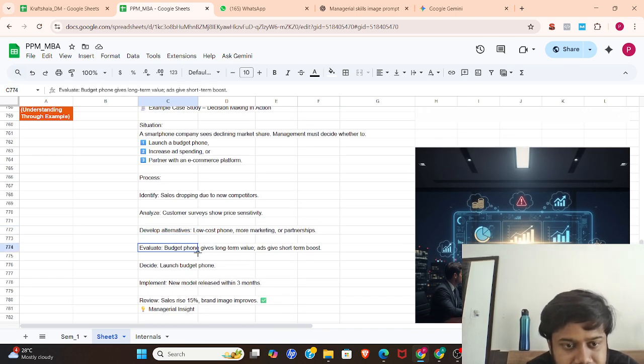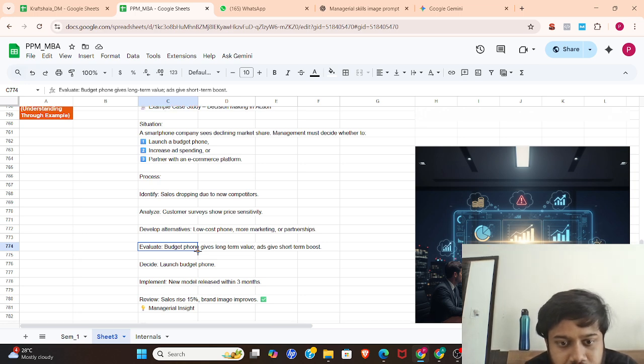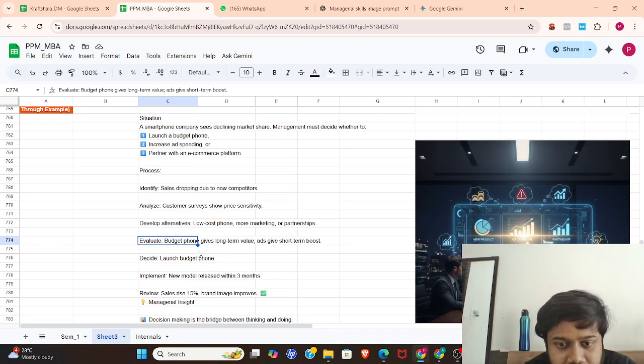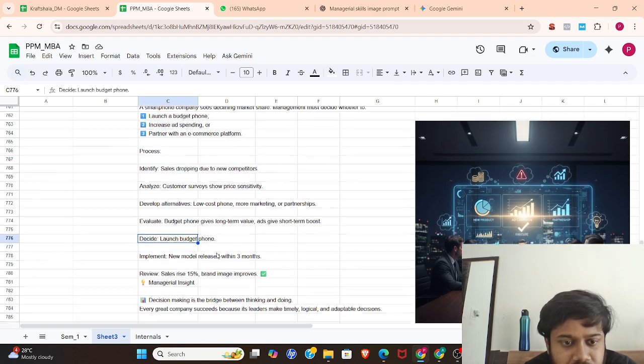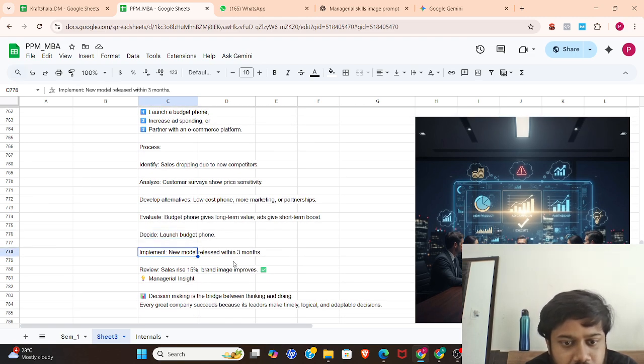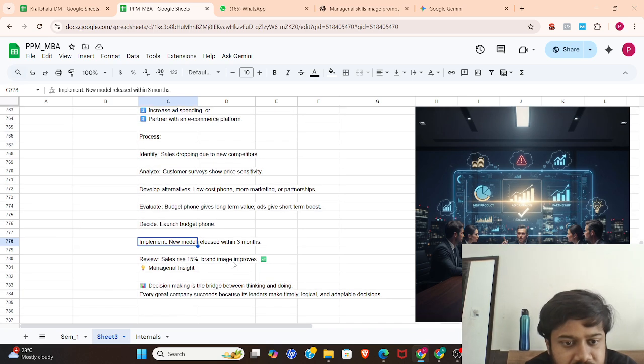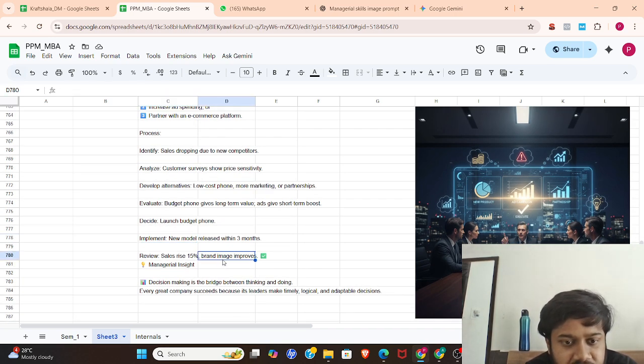Evaluate. Budget phone gives long term value and ads give a short term boost. Decide. Launch budget phone. Implement. New model release within 3 months. Review. Sales rise 15%. Brand image improves.